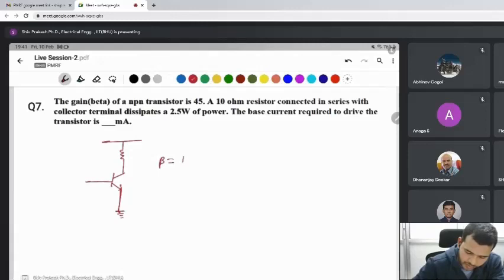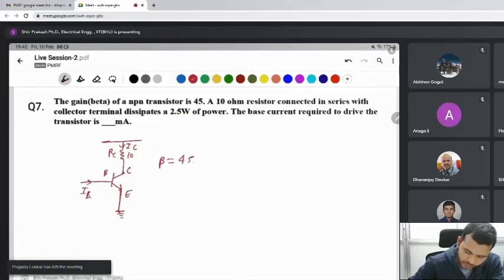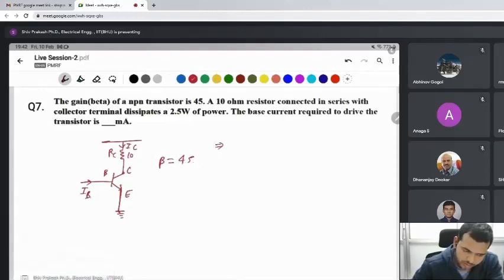Beta is given as 45. A 10 ohm resistor is connected in series with the collector terminal. This one is the collector, this one is the base, and this one is the emitter. This is connected to the 10 ohm RC. This one is IC. The terminal dissipation is given as 2.5 watt.